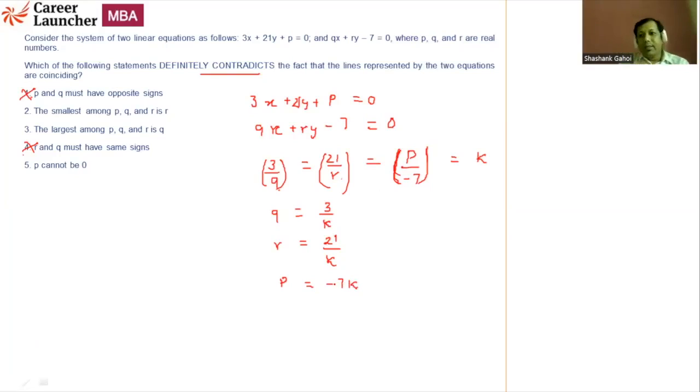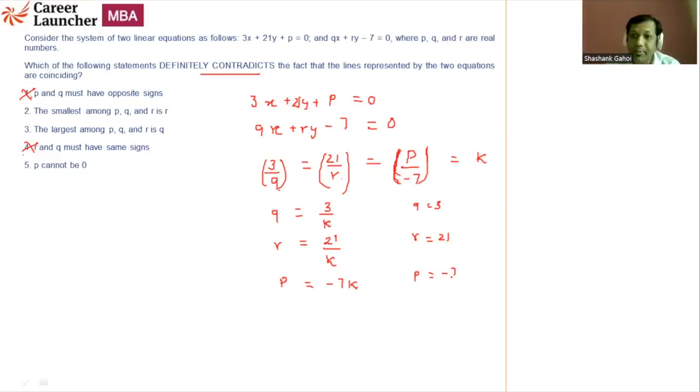Okay. Now, what I am going to do, I am just going to take one simple point. I am going to take K is equal to 1. So if K is equal to 1, Q comes out to be 3, R comes out to be 21, and P comes out to be minus 7. That is one possibility, right?